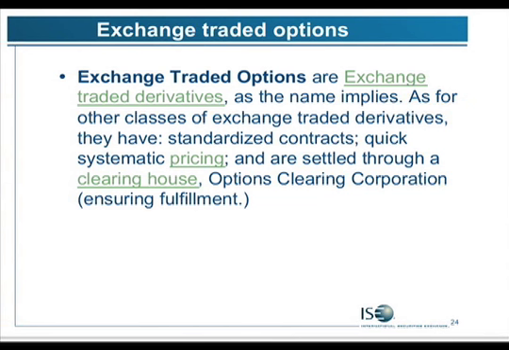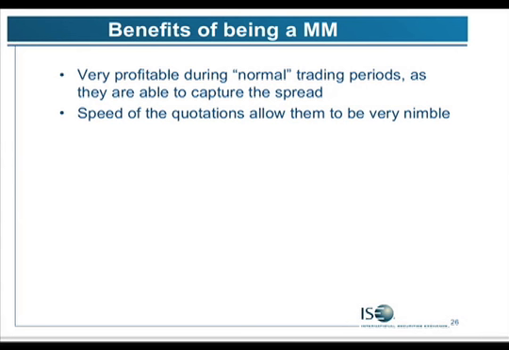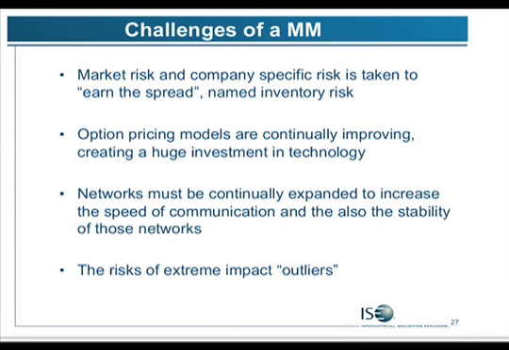So day to day, what do these market makers do? Well, they calculate option prices based on the underlying price, and they make favorable options transactions. Option prices must be updated quickly and accurately. As for the benefits of being a market maker, they can capture the spread during normal periods. They need to be very nimble. What's the challenge of being a market maker? Well, they're trying to earn the spread, but they need to continually improve their option pricing models. So they have to spend a lot of money on technology. Their networks have to be good.